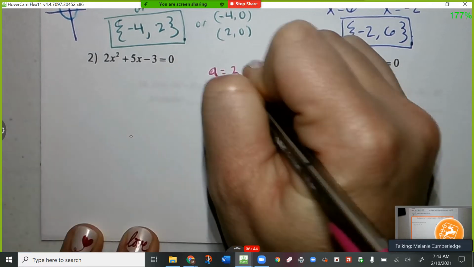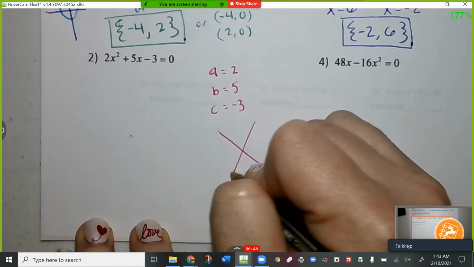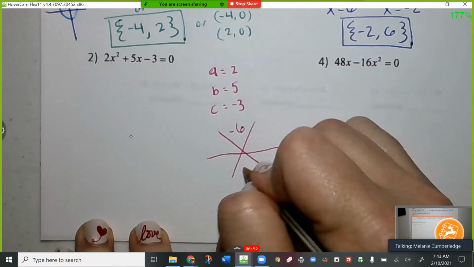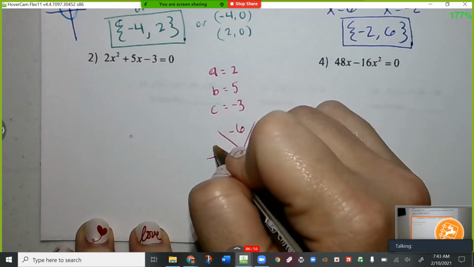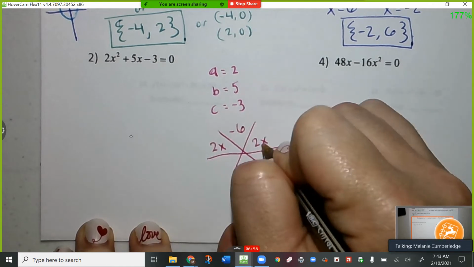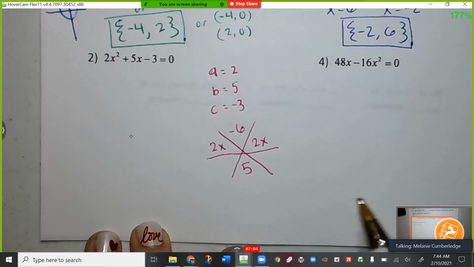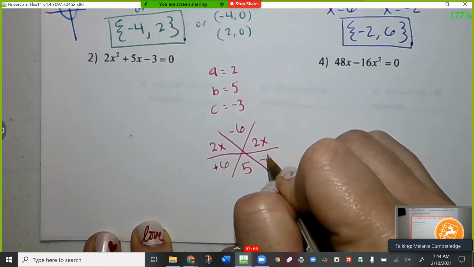So 2, 5, negative 3. A times C is negative 6. B is positive 5. I get ax, ax. Okay, so what multiplies to give us negative 6 but adds to give us positive 5? It's going to be positive 6 and negative 1.